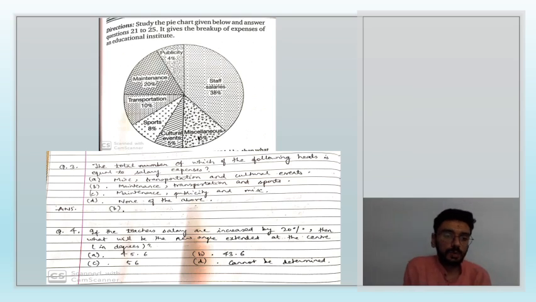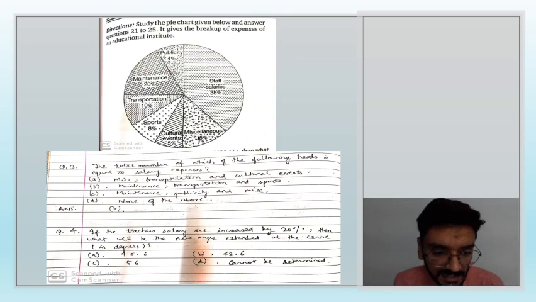Moving on to the fourth question. If the teacher's salary is increased by 20%, then what would be the new angle extended at the center in degrees? For example, if the teacher's salary is X, then it is increased by 20% of X. So X plus 20% of X. Then what would be the new angle extended at the center in degrees?